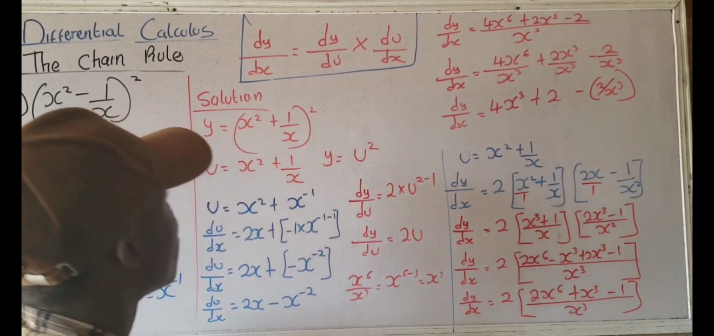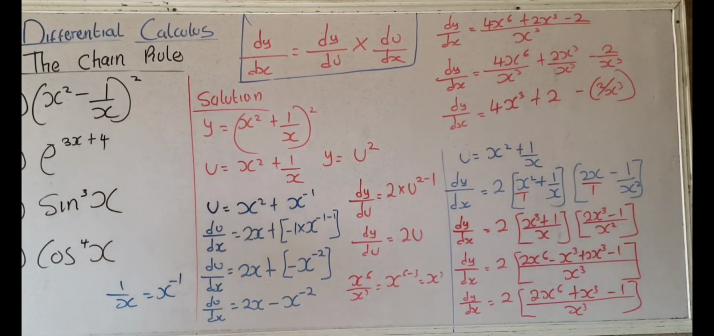The derivative of y equals x squared plus 1 over x squared is 4x raised to the power of 3 plus 2, then minus 2 all over x raised to the power of 3. If you get that answer, you are correct. Okay, so let's proceed to the second question.